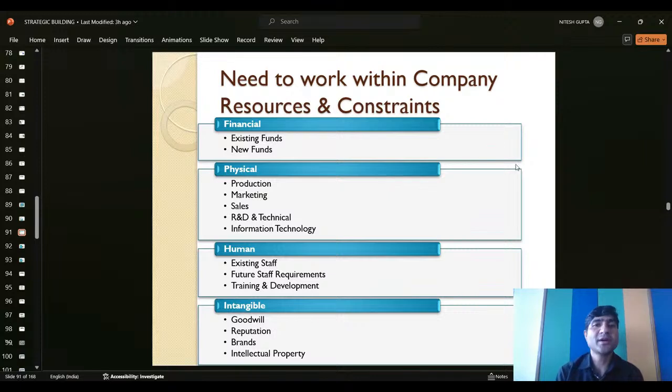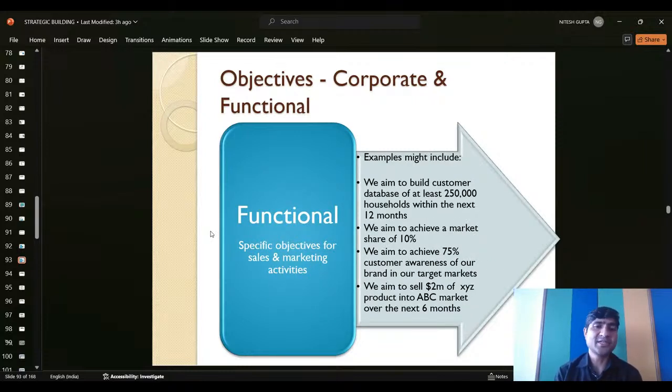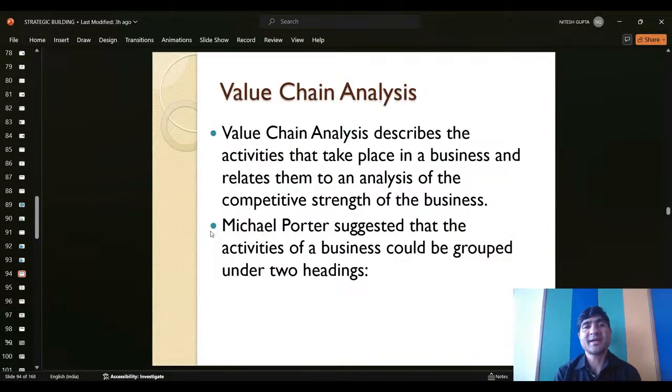So you need to work within the company resources and constraints. What are the financials? The existing funds, new funds required. Physicals like production, marketing, sales, R&D and technology. Human like existing staff, future requirement, training and development. Intangibles like goodwill, reputation, brand, intellectual property. So objectives of the corporate and functions: there are objectives that concern the business of the organization as a whole, and then the function-specific objectives for the sales and marketing activity.